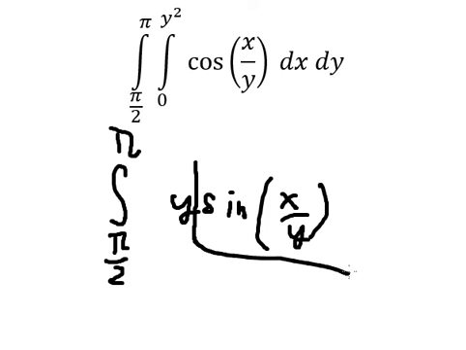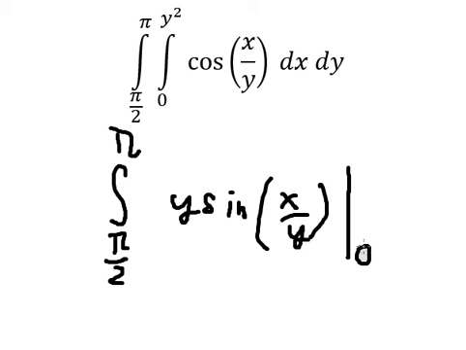Because if we do first the derivative of this one, we have 1 over y cosine of s over y. That's why we simplify y in here. And now we put the bounds from 0 to y square.